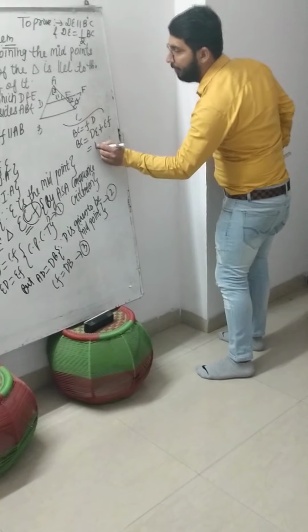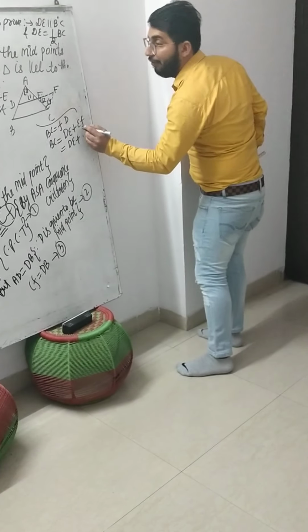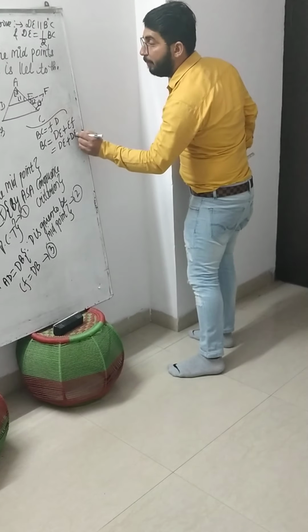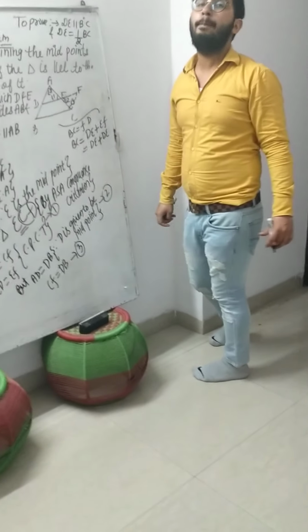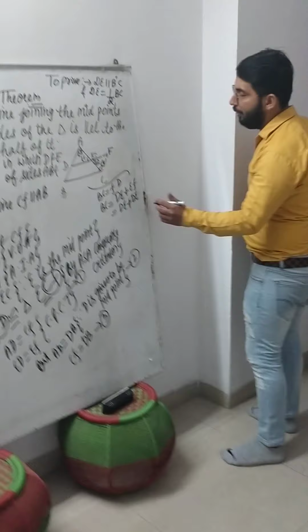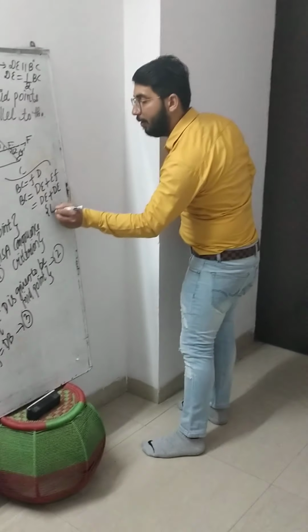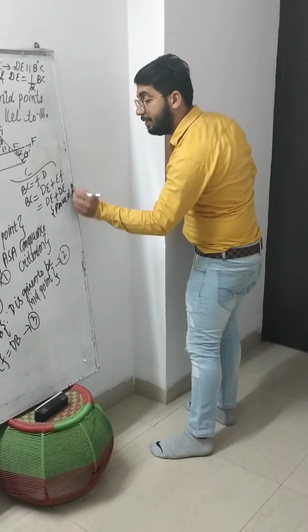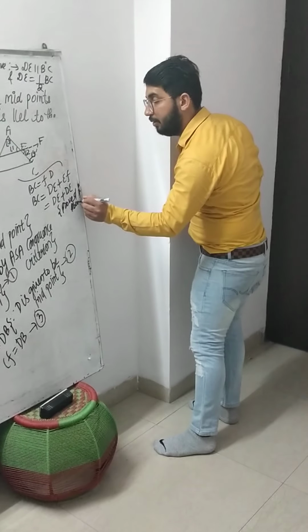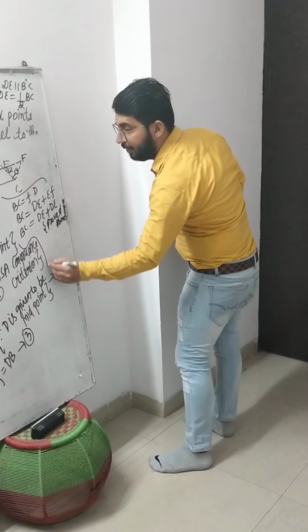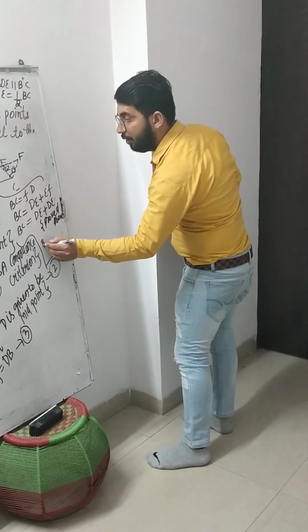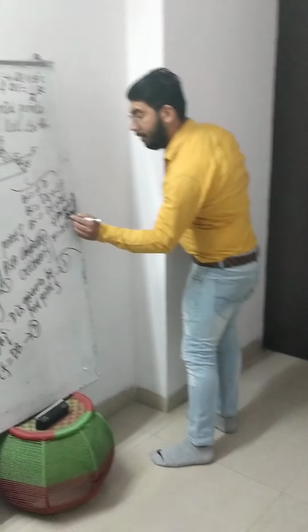Now I can write here, instead of EF, I can write what? DE. Because we have proved that DE is equal with EF by corresponding parts of congruent triangles, proved above. Yes, we have the reason, proved above. DE plus DE gives you what? Twice of DE.